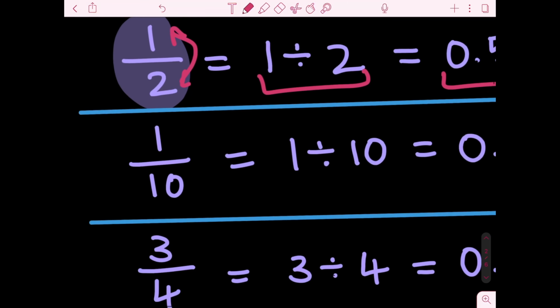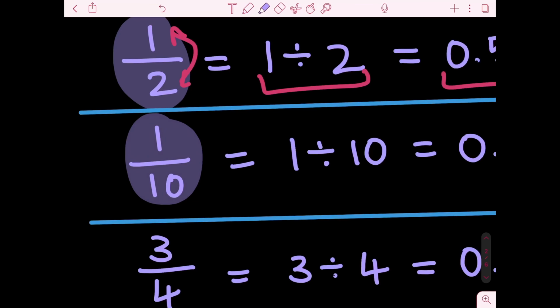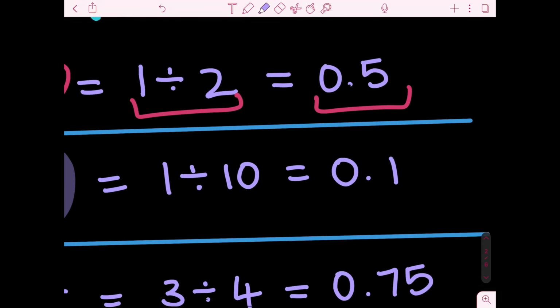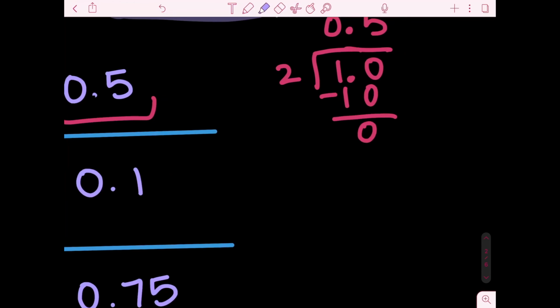Okay, let's look at a couple more examples. So we have 1/10. So we're dividing 10 from 1. And then we get 0.1.